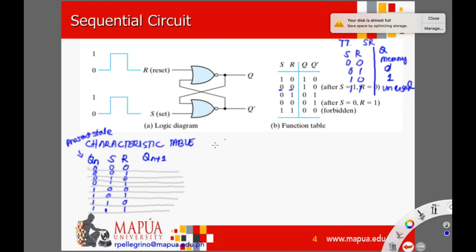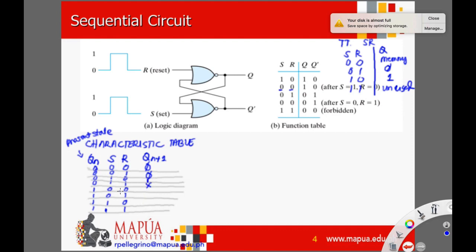As you can see here, whenever you have 0, 0, whatever the Qn is, that will still be your Qn plus 1. Which means that Qn plus 1 is equal to Qn, so it's the same, whatever the content. If you have 0, 1, your next state will be 0. If you have 1, 0, your next state will be 1. And if you have 1, 1, that is equal to x.